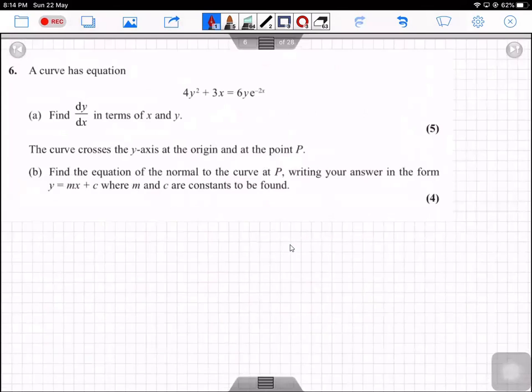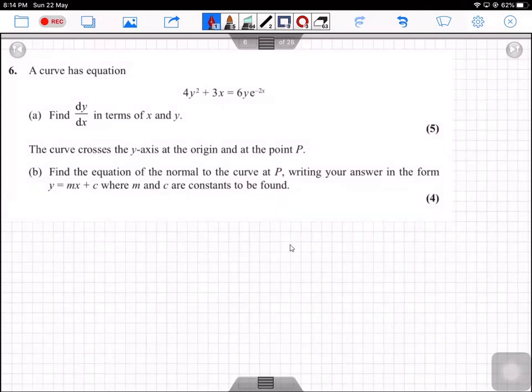Okay, so the curve crosses the y-axis at the origin and at the point P. Find the equation of the normal to the curve at point P, writing your answer in the form y is equal to mx plus c, where m and c are constants.